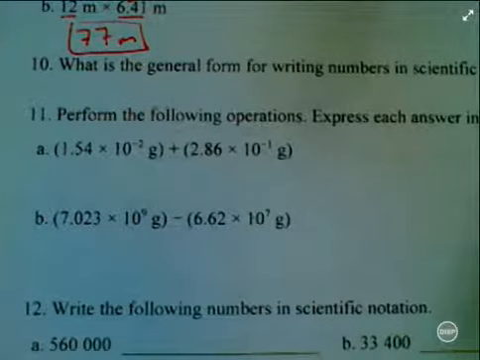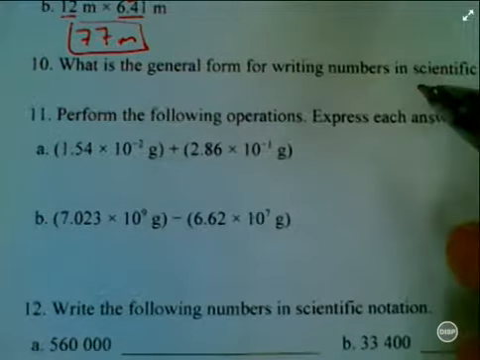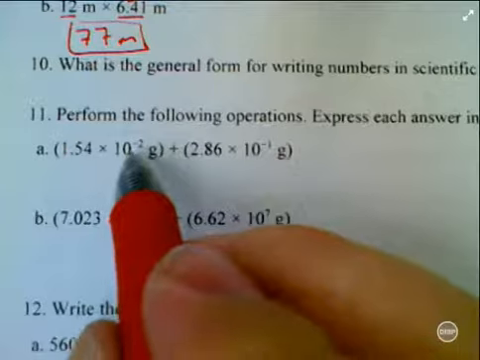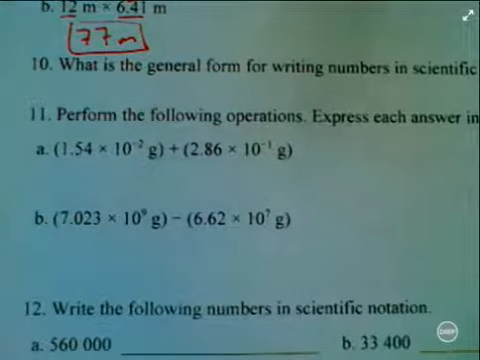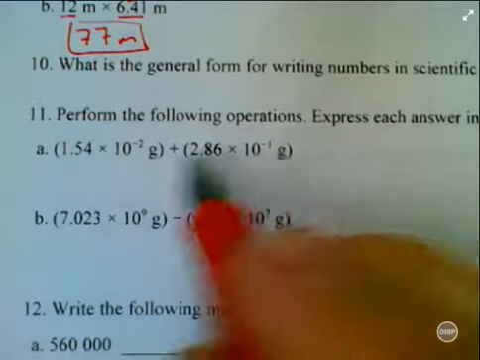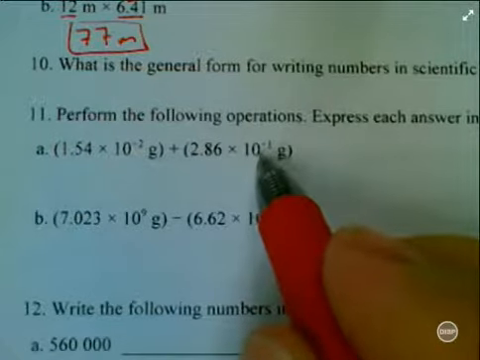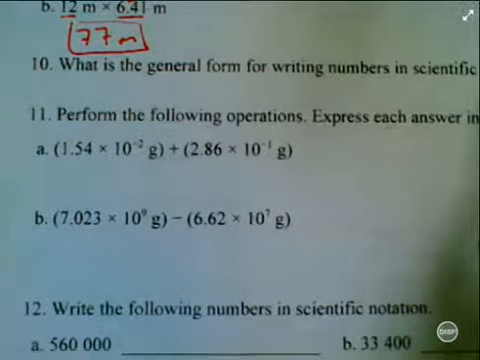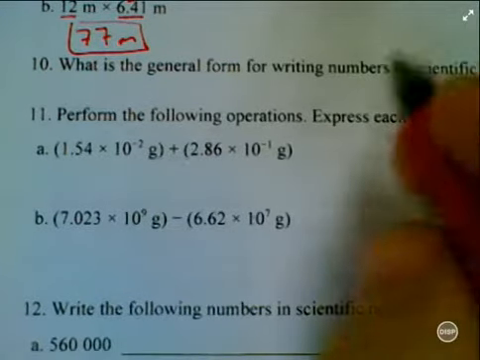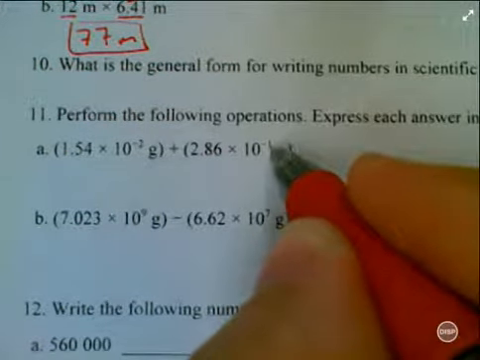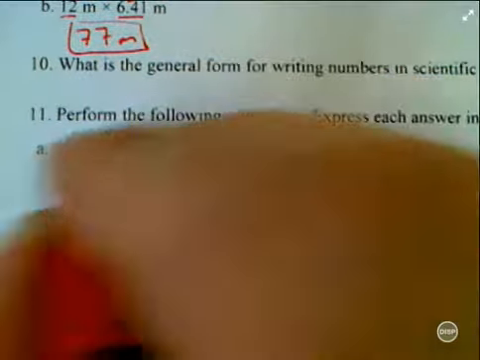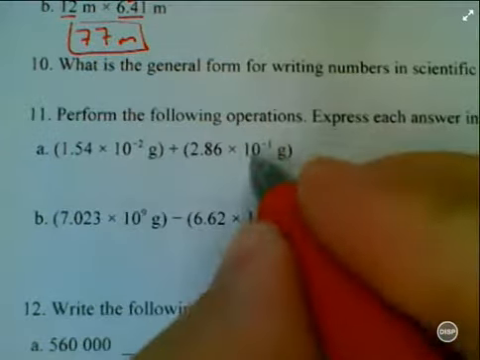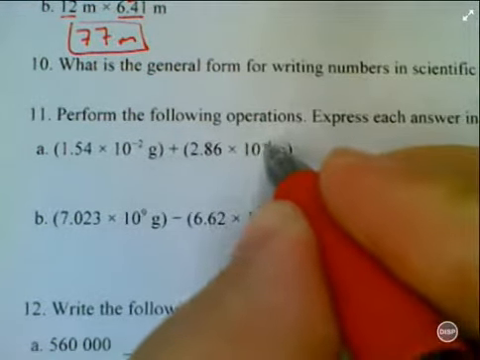That means before I can continue, I have to make sure that these numbers are both to the same power of 10. Here I have a minus 2, here I have a minus 1. They either both need to be minus 2s or both need to be minus 1s before I can continue. It doesn't matter which one you change as long as they're both the same power of 10. So for this example, I'll just try changing this negative 1 to a negative 2.